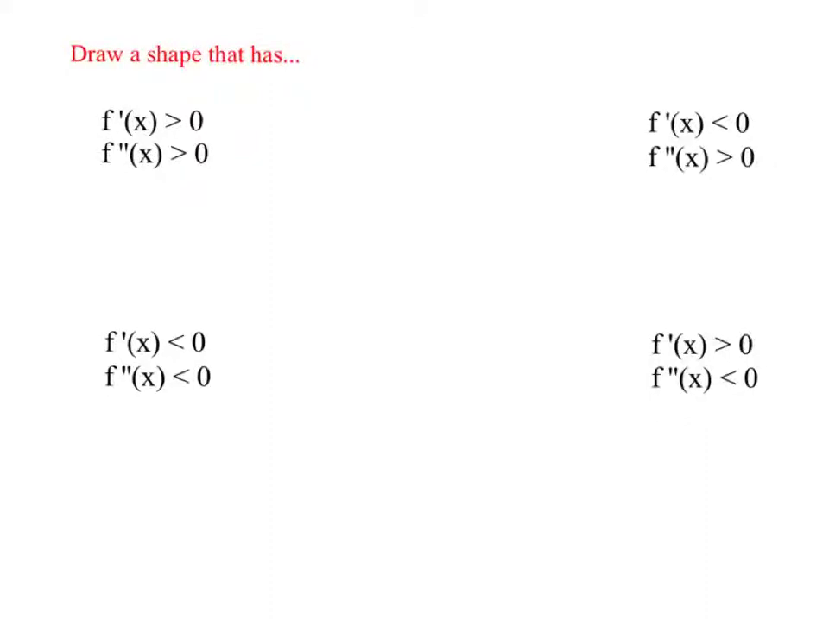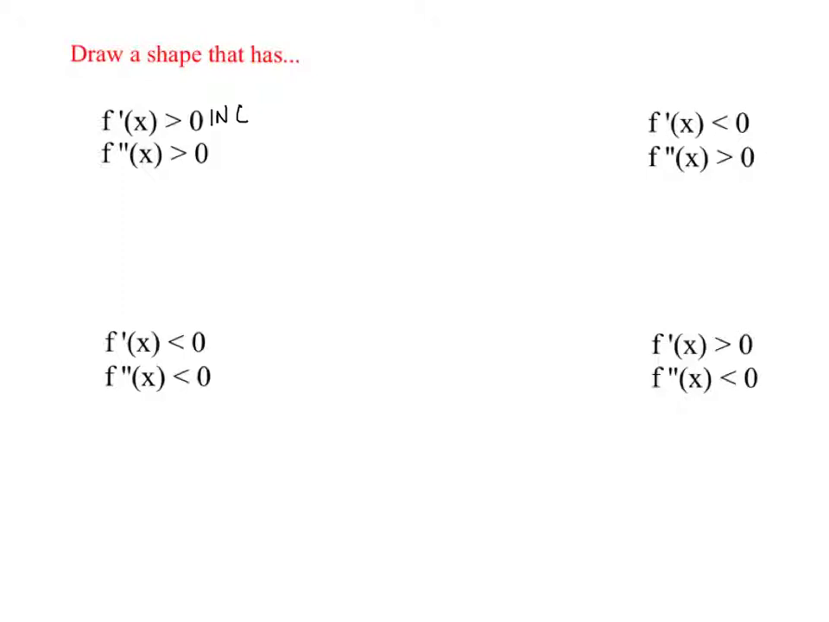In this video, we're going to talk about how we can get the shape or look of a function using solely its derivative and second derivative. So in this first slide, I just wanted to get some shapes down. Here we say that a shape has a positive derivative, f prime is greater than 0. Well, that means that the function is increasing.